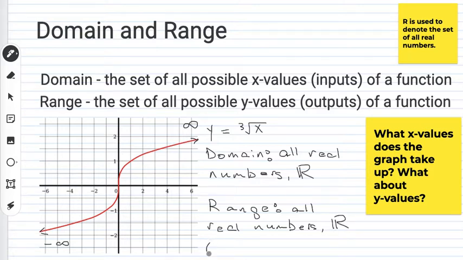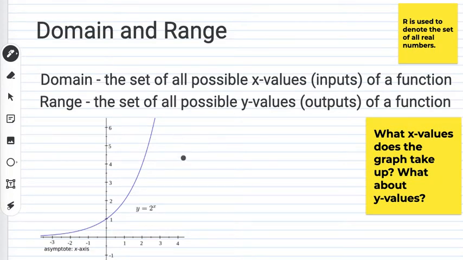Another way you can write this is from negative infinity to positive infinity. But since we're dealing with infinities and not real numbers, we have to use these open parentheses to end the intervals. So that is the cube root of x.